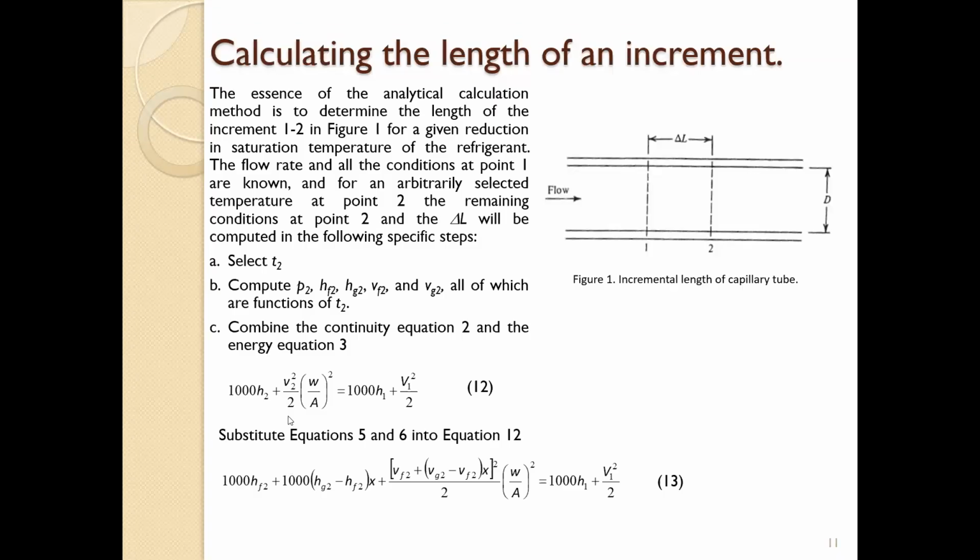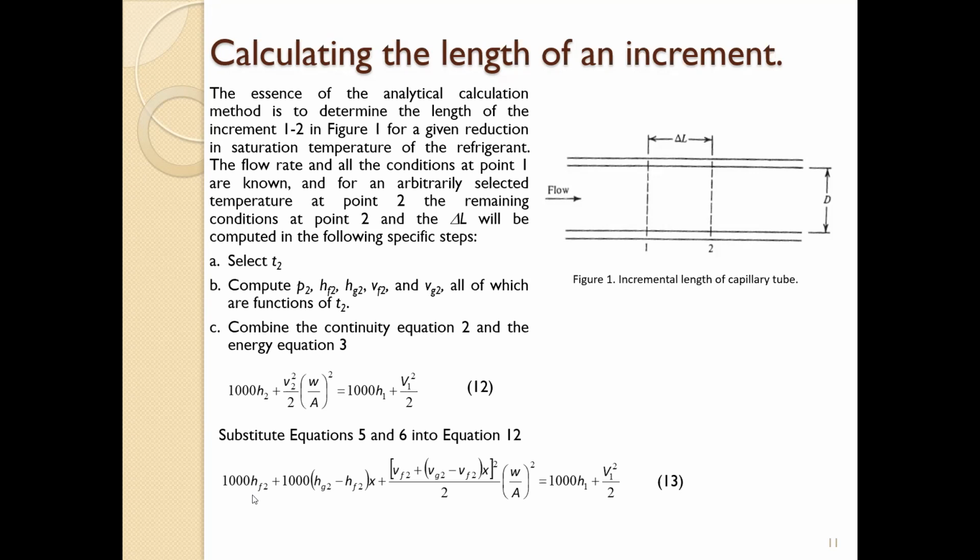Okay. Tama pala, kasi ito specific volume. This is velocity. This is W times B2. Nagiging over A is the velocity. Okay. Tama. Substitute equation 5 and 6 into 12.